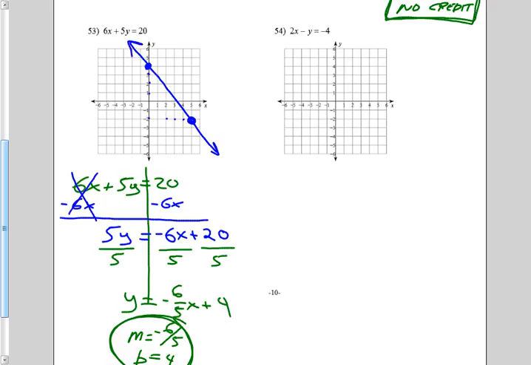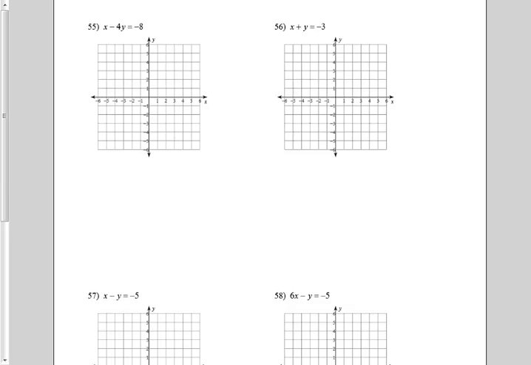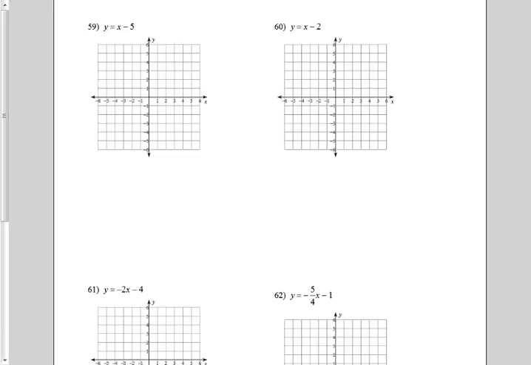Okay, take a moment and complete the rest of these problems. Complete all the way to problem 59 here. I'll take a moment and pause while you complete those problems, and we've moved on now to one of the last sections here. So take a moment and complete up to 59.